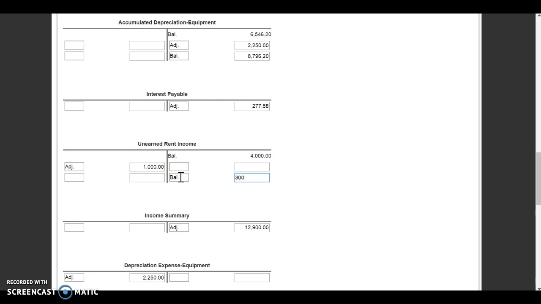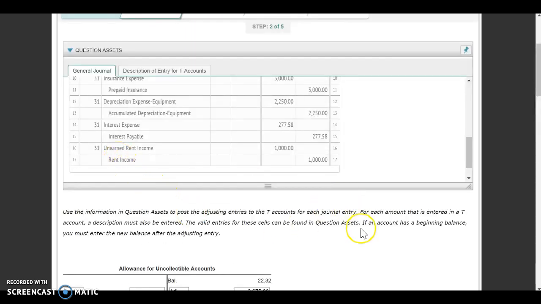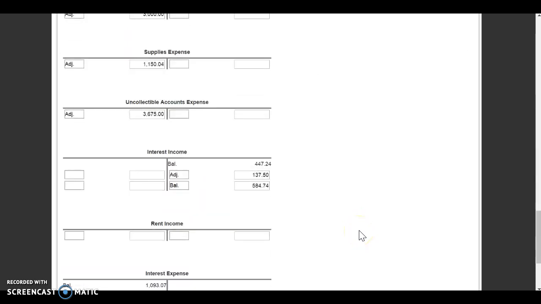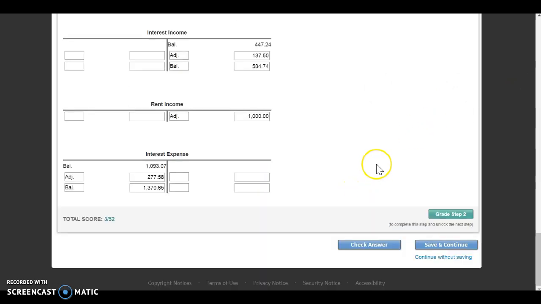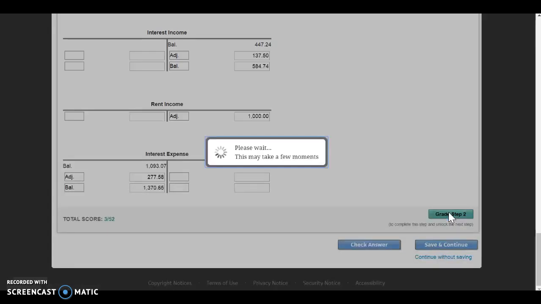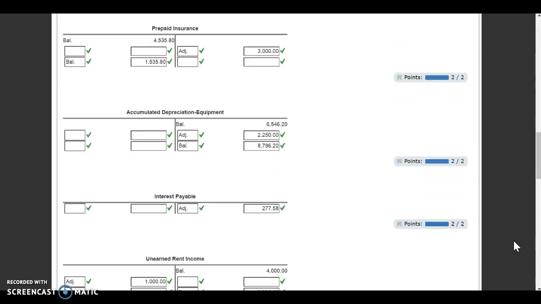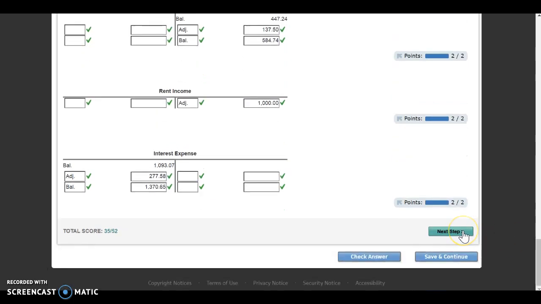So our new balance will be $3,000 debit. Or credit, sorry, $3,000 credit. And then our last credit is to rent income for $1,000. Here's our rent income. We're going to label it as an adjustment and credit for $1,000. Okay, that should be all of them. So I'm going to say grade step 2. And next step.